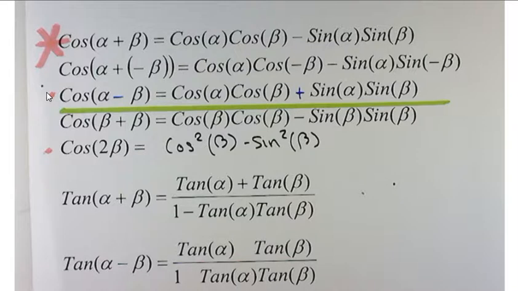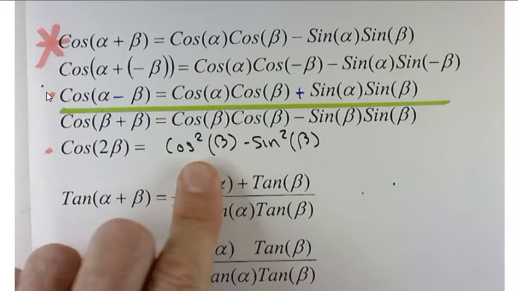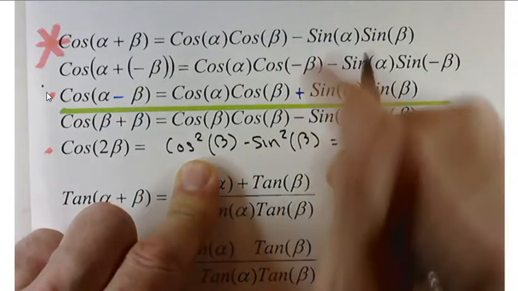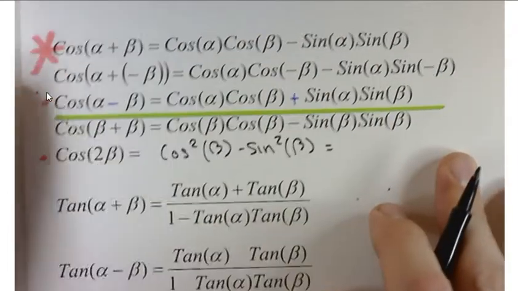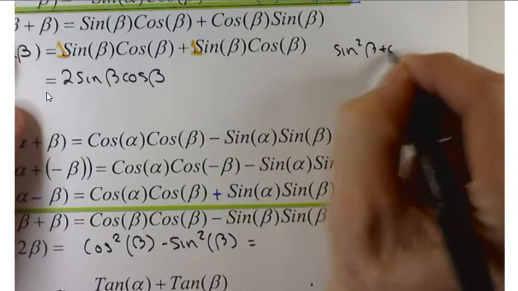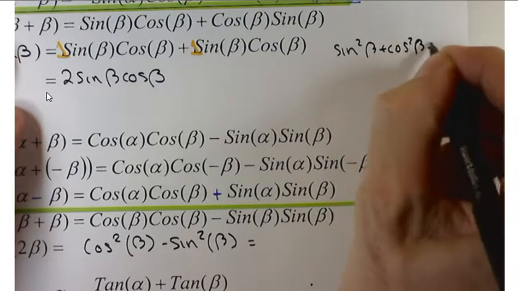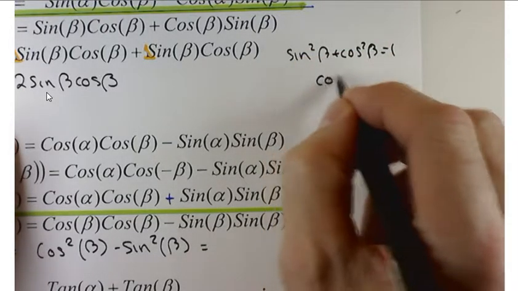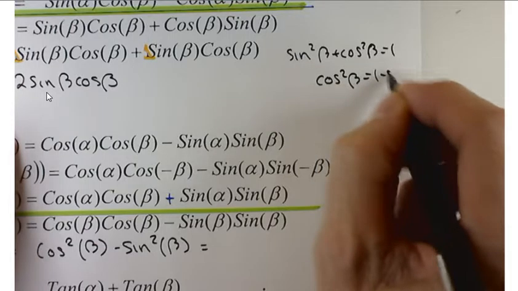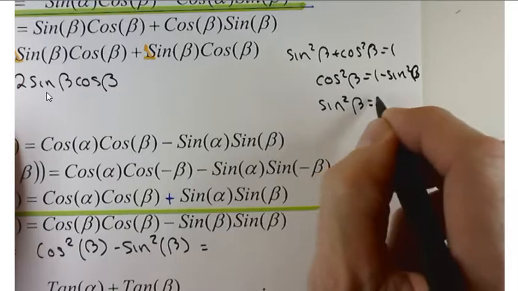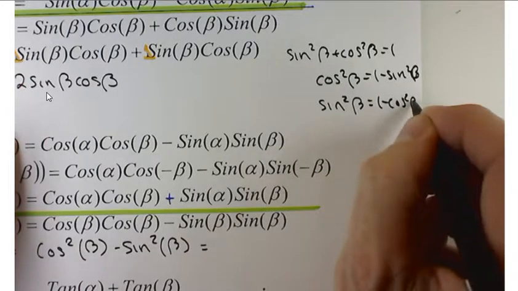Now, there's some other versions of this that you can get too, and they're kind of important. So let me kind of list them here for you. You get these by working with the Pythagorean Theorem. Pythagorean Theorem was sine squared of beta plus cosine squared of beta equals 1. If I move the sine squared to the other side, I get cosine squared of beta equals 1 minus sine squared beta, or sine squared of beta equals 1 minus cosine squared of beta. All right, this is just manipulating the Pythagorean Theorem.